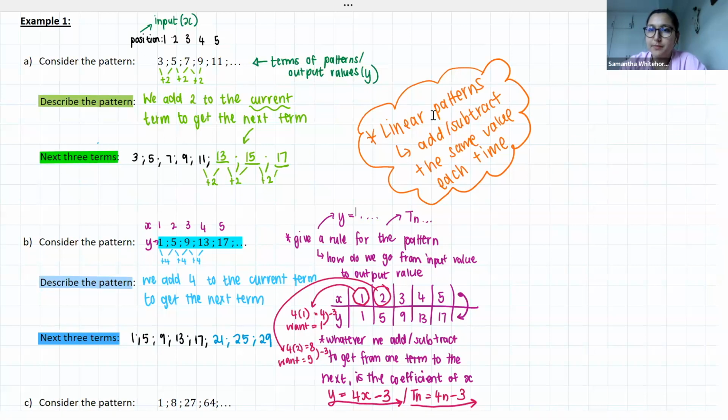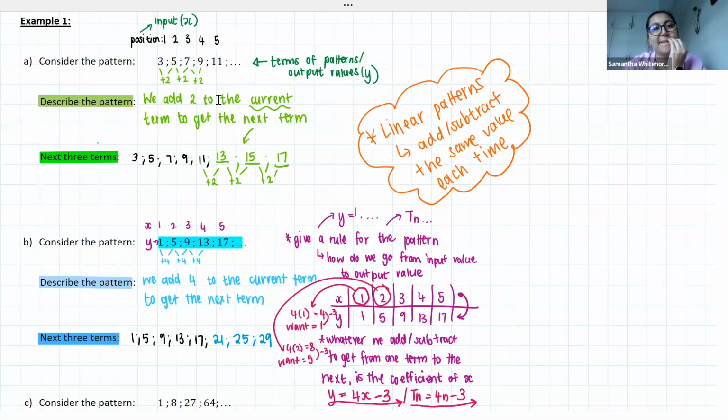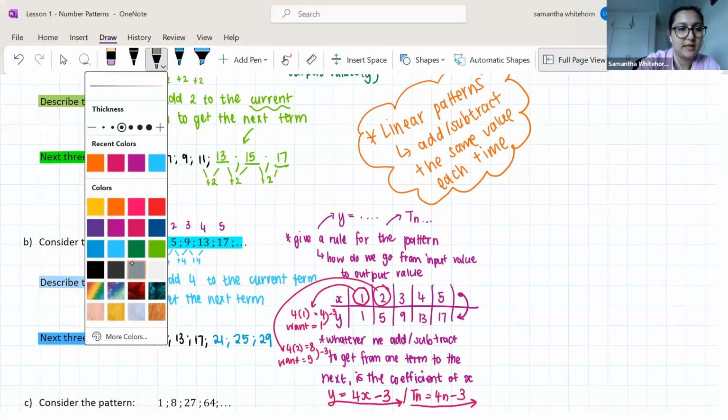Sabiso? Hi, ma'am. Hi. So, ma'am, for the first example one, the answer would be 2x plus 1 if my calculations are correct. Perfect. Using your rule. Perfect. So let's actually put that there.